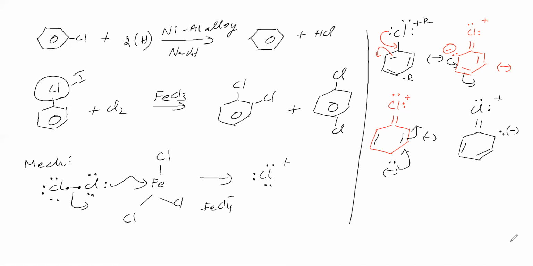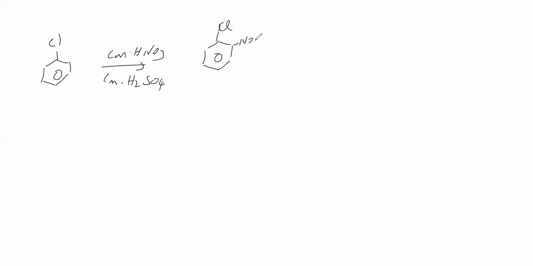Next, we will take nitration. This chlorobenzene we are taking for nitration. Nitration means concentrated nitric acid and concentrated sulfuric acid are the reagents. So the nitro group attacks at the ortho and para positions. So at the ortho position a nitro group, and at the para position a nitro group. This is called nitration.